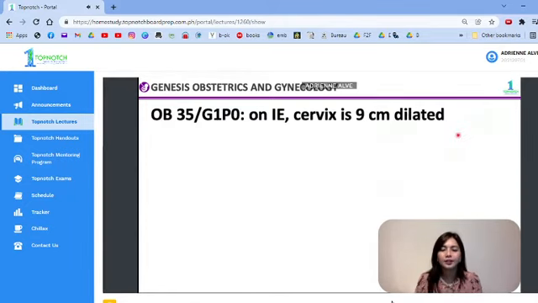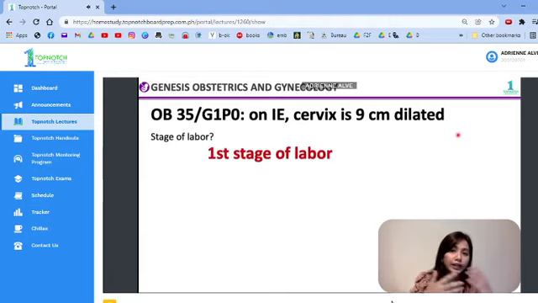Okay? Dali lang yan. Okay, let's go back to our index case, si 35-year-old gravid. On IE, the cervix is already 9 centimeters dilated. Okay, so I have several questions for you guys. First, what is the stage of labor? So madali lang to, di ba? Remember, yung first stage of labor is start of uterine contractions until full cervical dilatation. So that's your first stage of labor. So ito si patient, hindi pa siya fully dilated. So nasa first stage of labor siya.